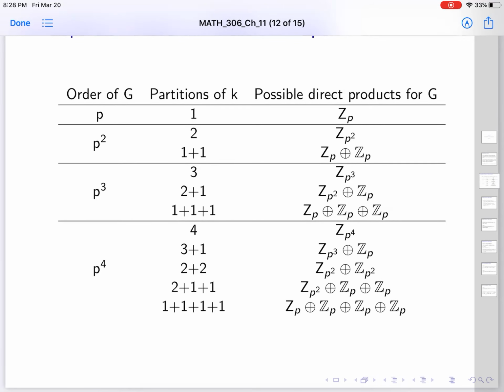So when we want to think about the order of G, if it's prime p, then the partitions of k would be 1. So the possible direct product for G is just Zp. Now, if our order was p squared, then we could have 2 or 1 plus 1. So that means it could be isomorphic to Zp squared, or it could be isomorphic to Zp external direct product Zp. And it continues on, and we are given in our book up through the order of p to the 4th.